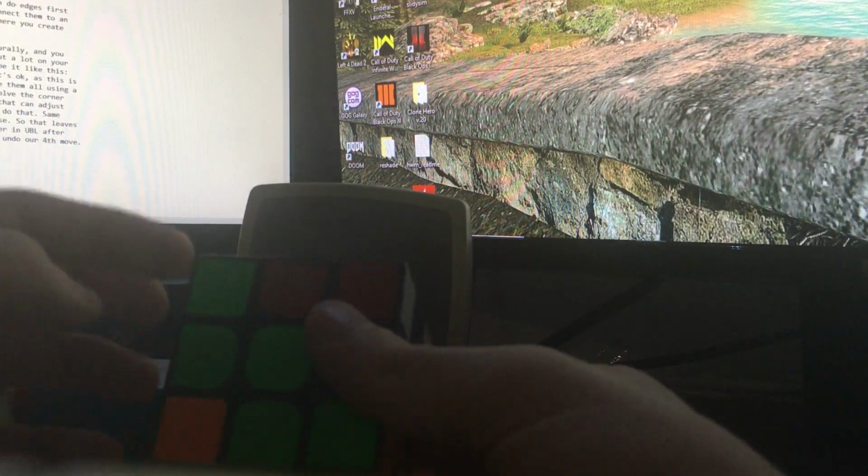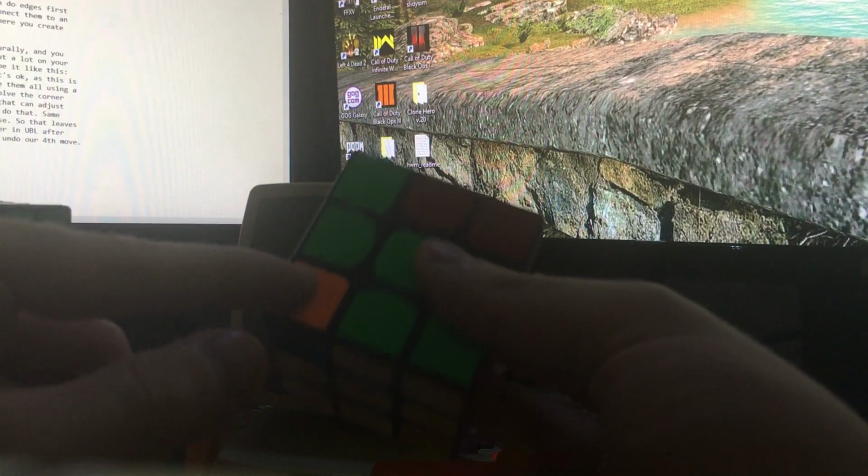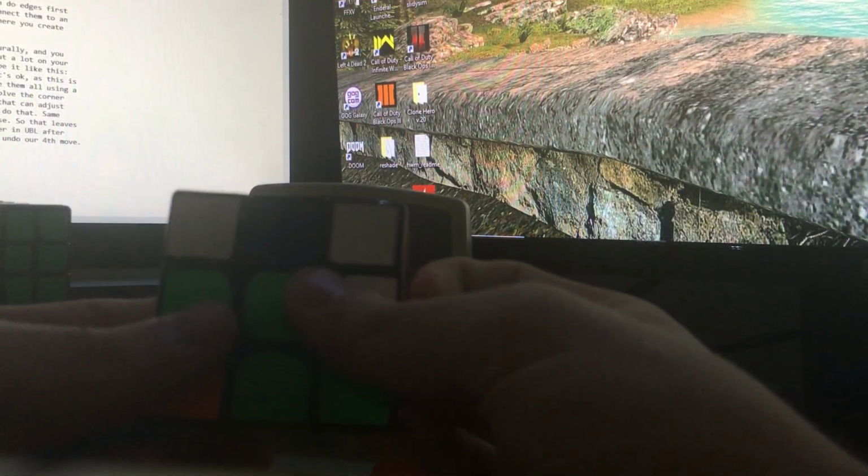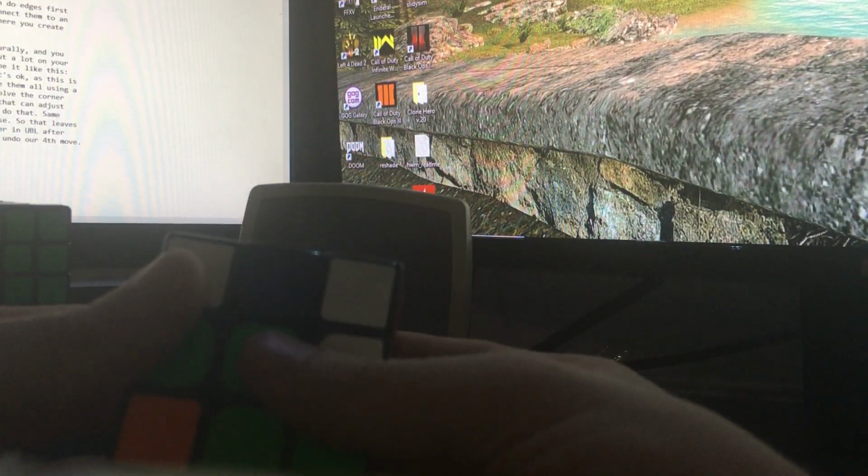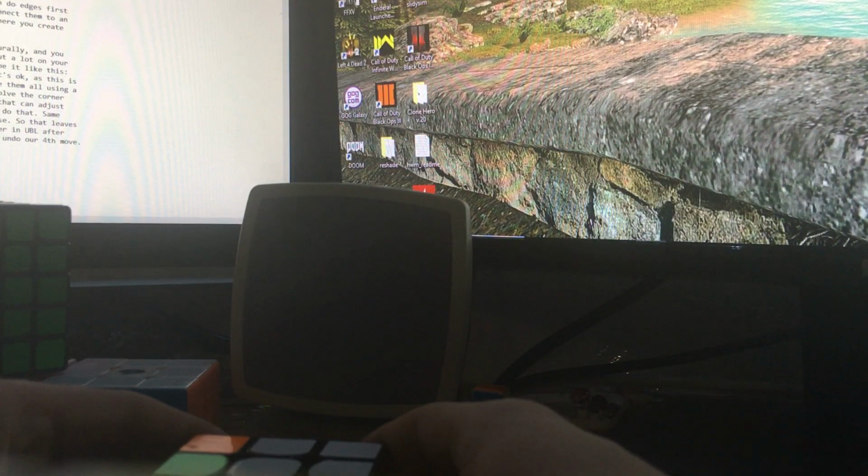Now if we do a U prime, that does not work because we've essentially broken what we just got done doing down here, and that does not help getting that edge or that corner into place where we need it to be. So we can undo. So we're going to do our first move. So right away we know that we're going to undo R U2 R prime. So we know this needs to end up here.